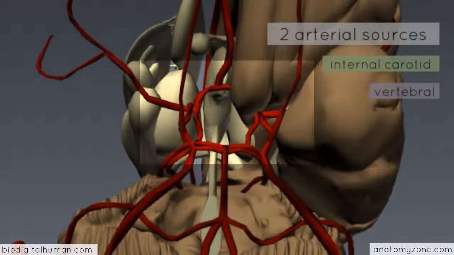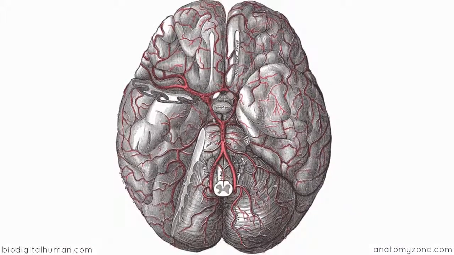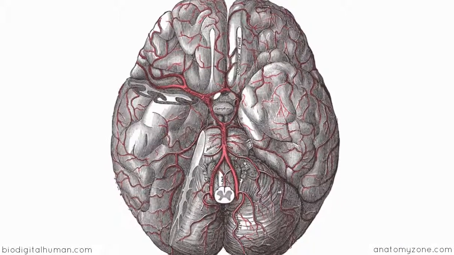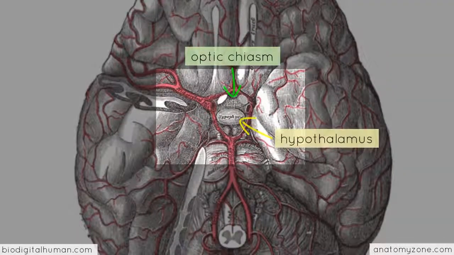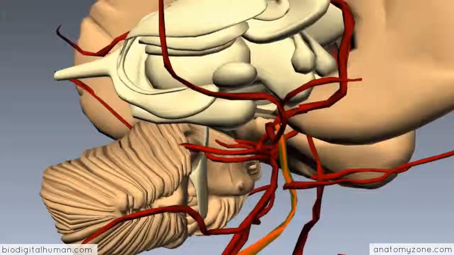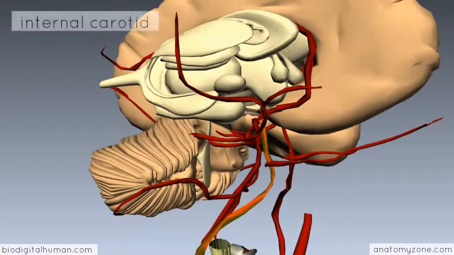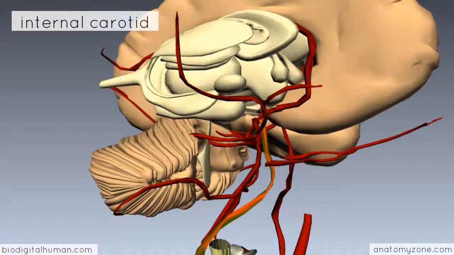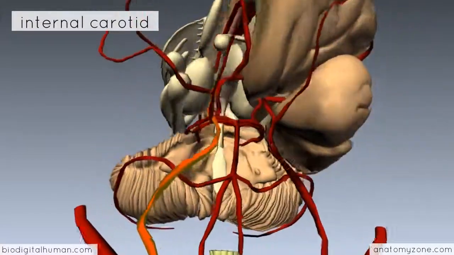So looking at this inferior aspect of the brain, I'm just going to switch over to a diagram. You can see here how the circle of Willis is located at the base of the brain around the optic chiasm and the hypothalamus. So coming back to this model here, I've highlighted the internal carotid artery, and if I rotate the model you can see how it joins this circle at the base of the brain.